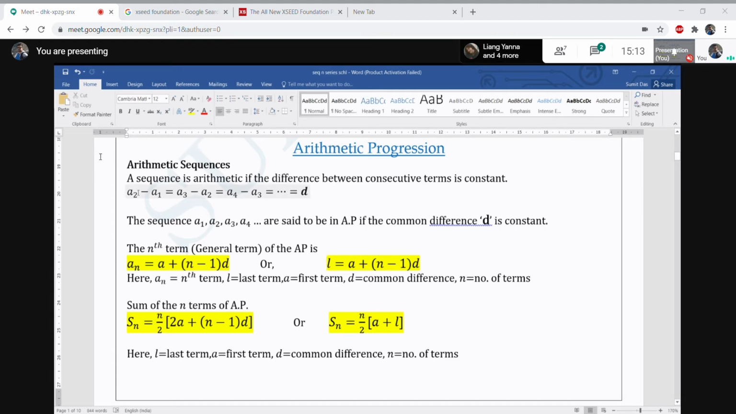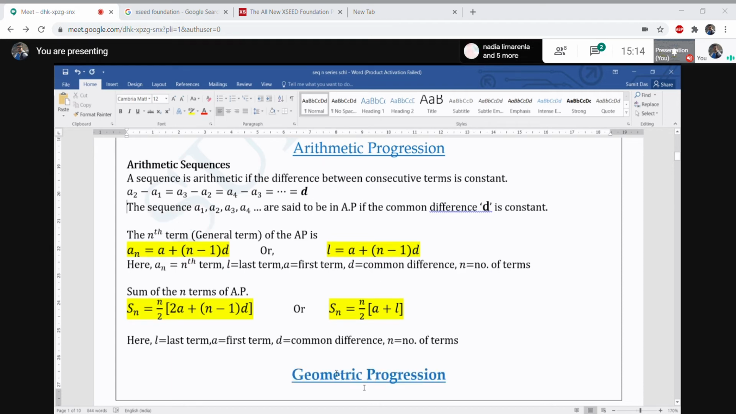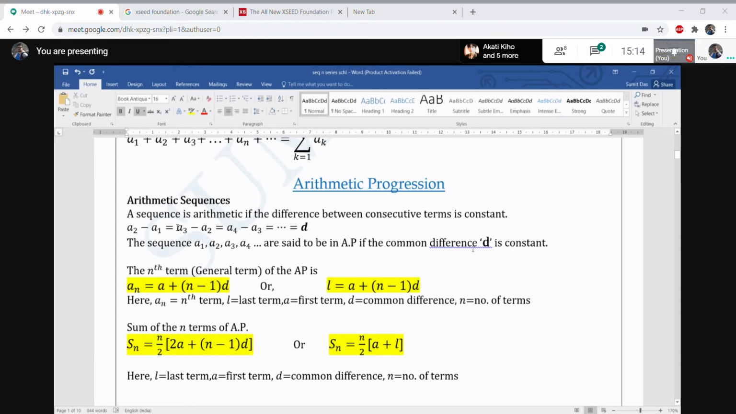Here we write down as a note that a2 minus a1, that is, the succeeding term minus the preceding term, equal to, again, the succeeding term minus the preceding term, is equal to d. What is d? d is the common difference. The sequence a1, a2, a3, a4 is said to be an AP if the common difference d is constant. You can say it like this also. This is another definition: if d is constant, then it is an arithmetic progression.